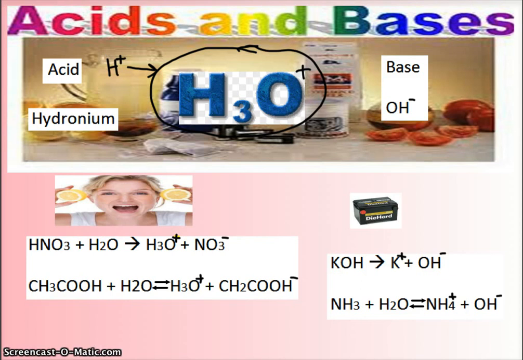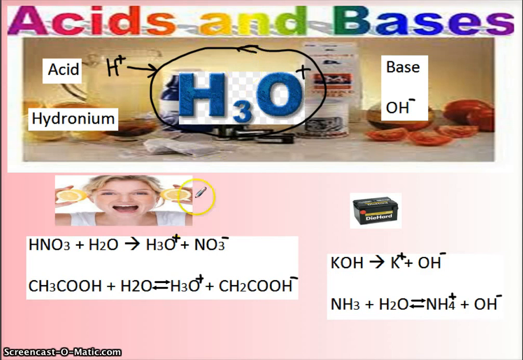And because we have these charges, acids conduct electricity when it's dissolved in water. The stronger the acid, the more electricity it conducts because you have more H3O ions. The weaker the acid, well, it doesn't conduct electricity quite as much.